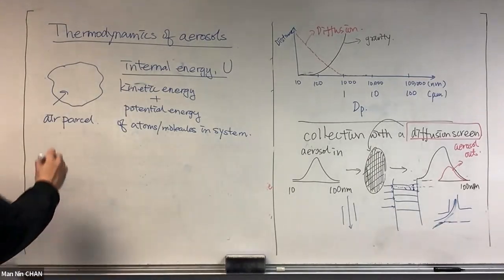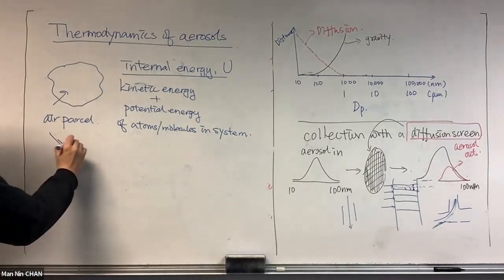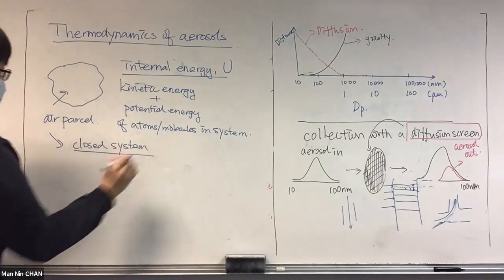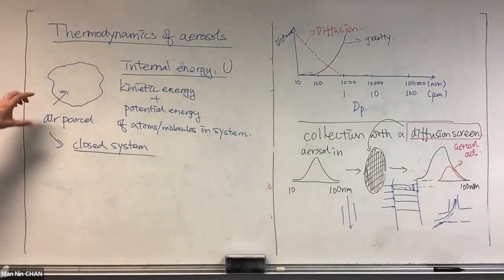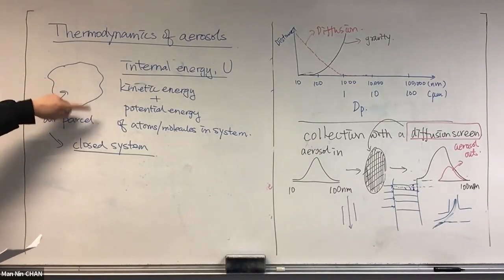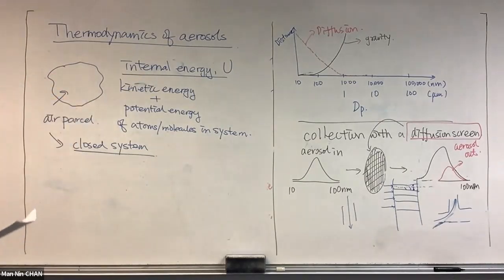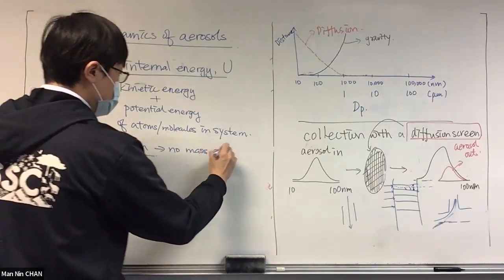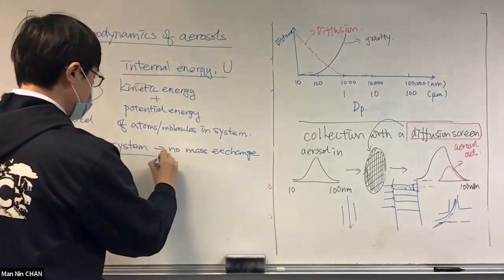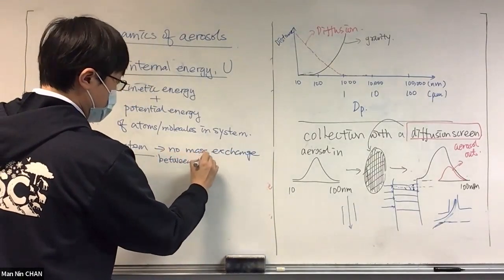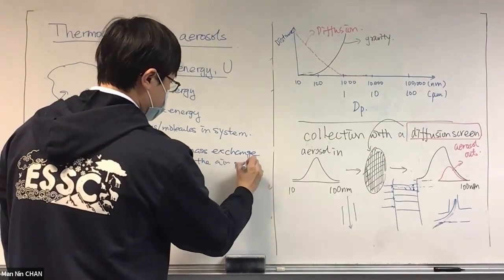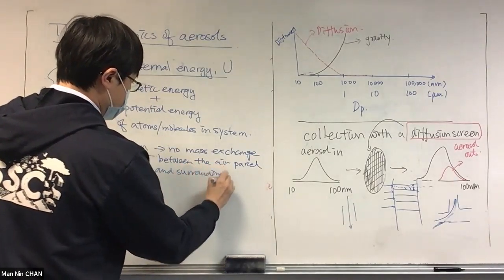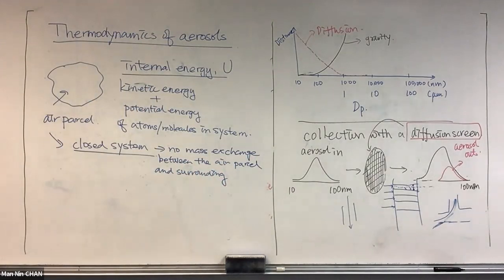And also every time when we talk about an air parcel, we consider a scenario where we assume a closed system. I think we know the closed system means that basically you don't have any mass exchange between your air parcel and its surroundings.